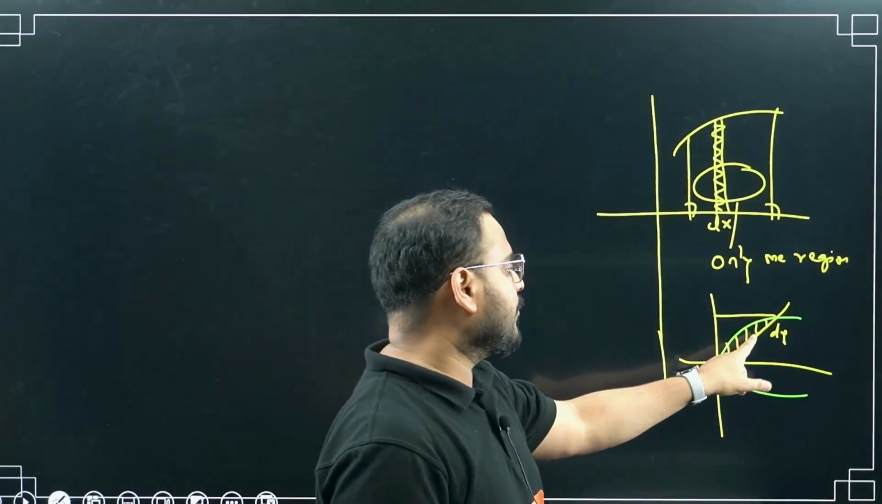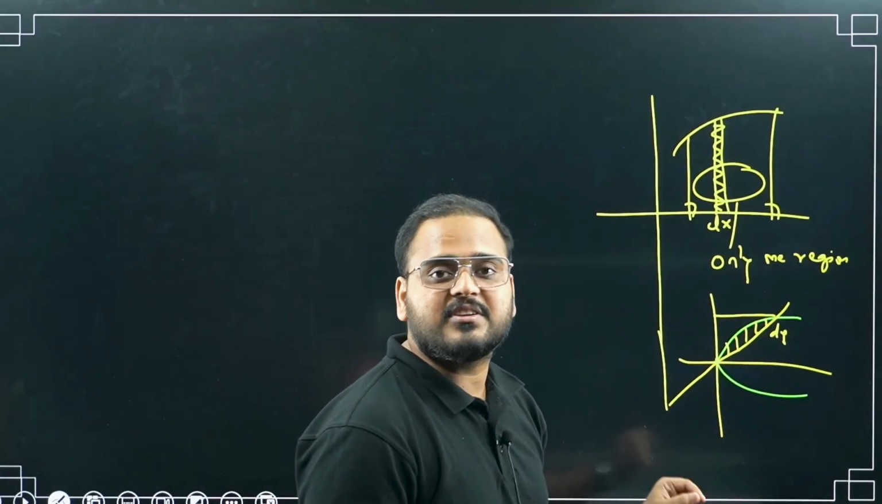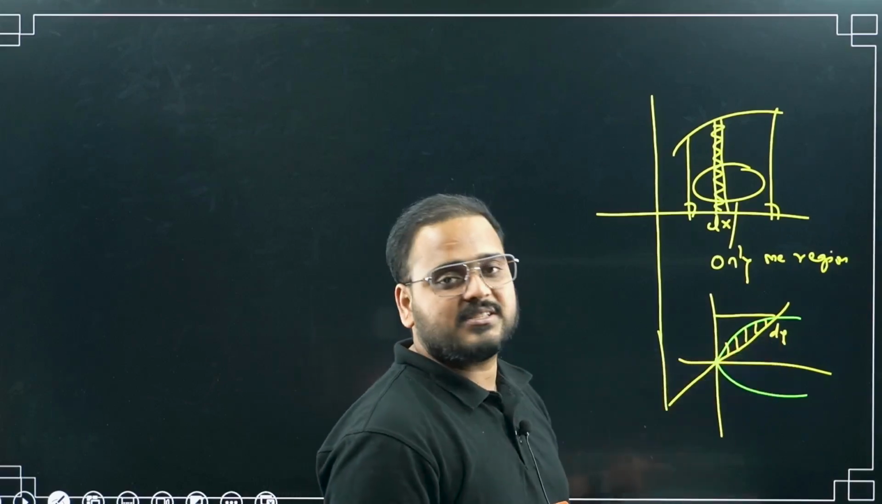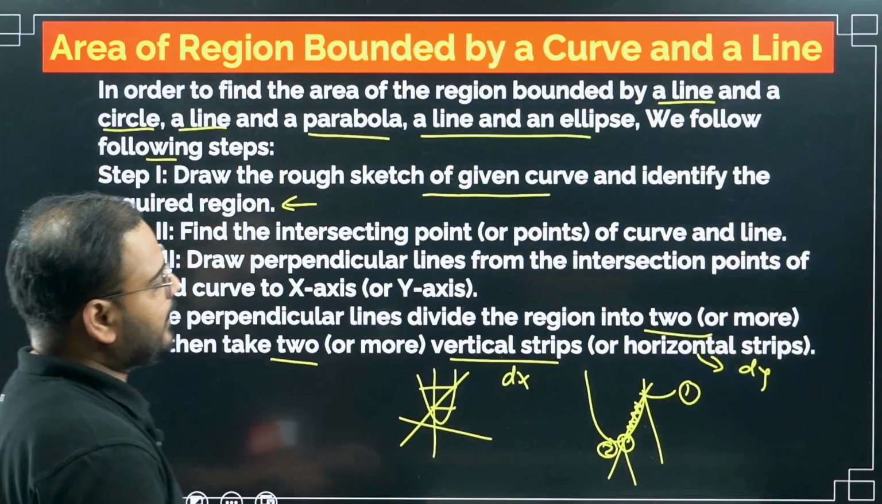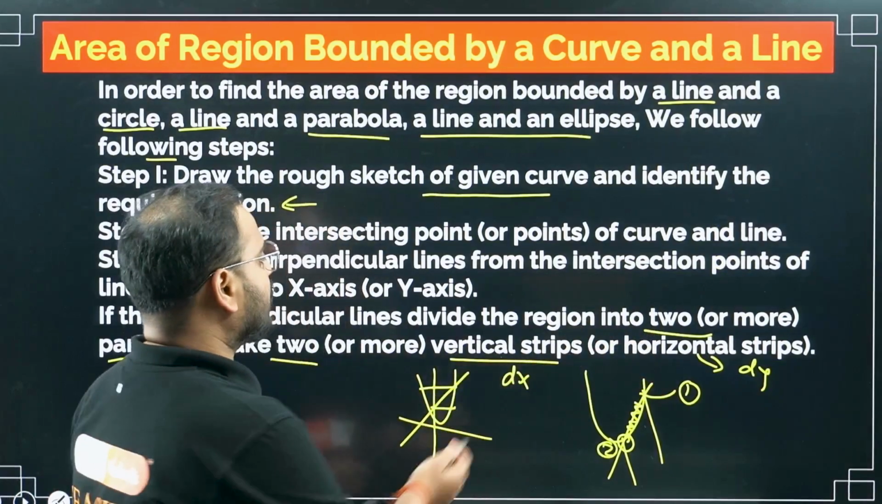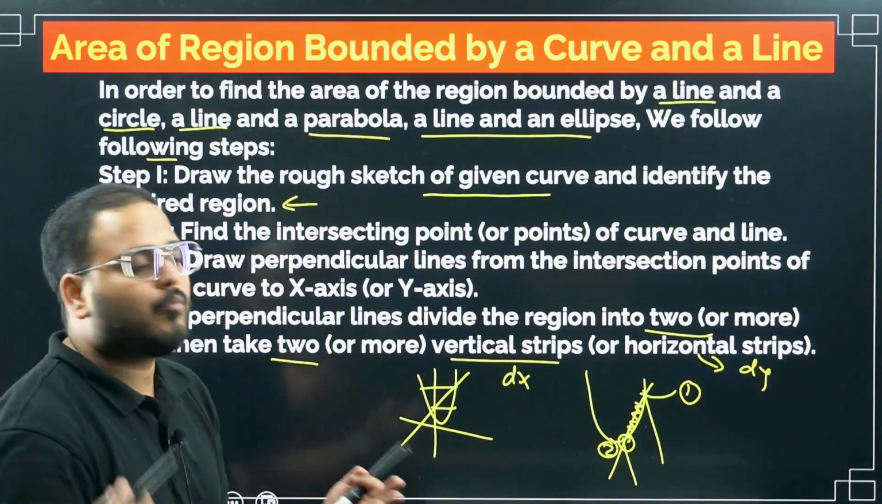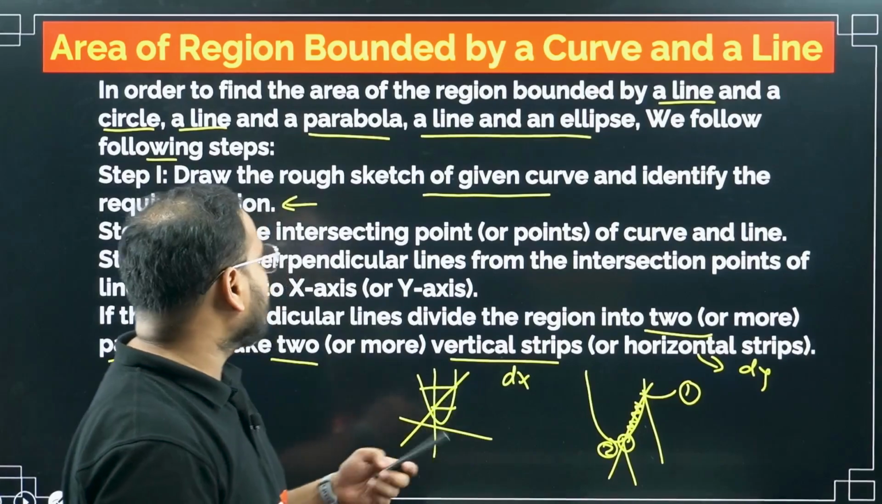The region is single over here. I don't have two regions, I have only one region, so I'll take only one strip. But if there is more than one region, which is two or more, then I have to take two or more horizontal or vertical strips based upon the condition.